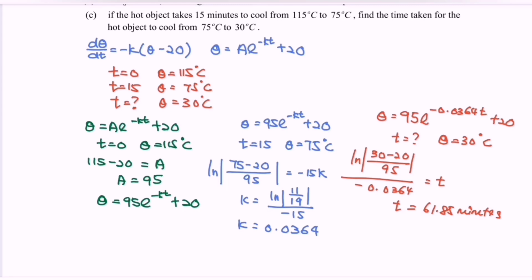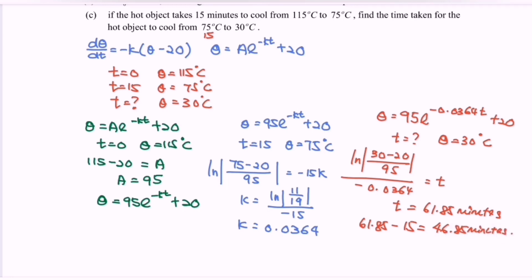The question mentions from 75 to 30. If from 75, that means the beginning will be 15 minutes. So we have to make use of the 15 minutes. So 61.85 minus 15 minutes. The answer would be 46.85 minutes.